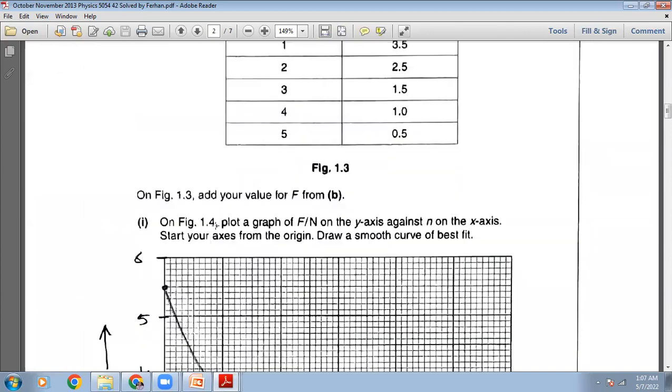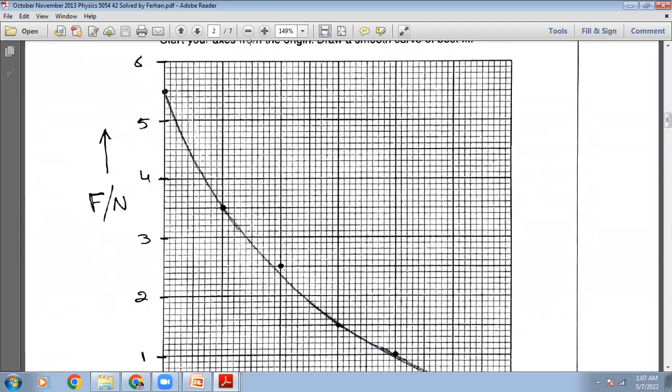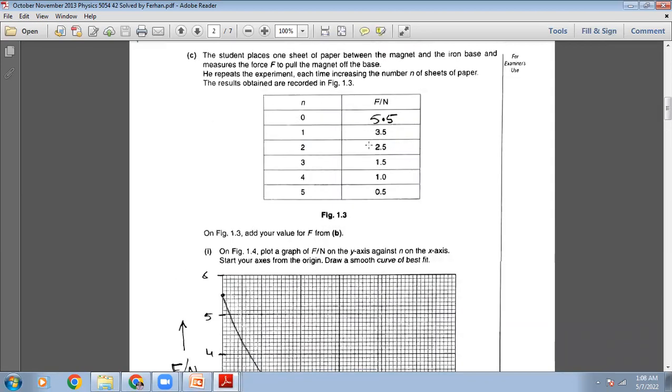Here write 5.5 Newton, and this is the x-axis: 0 paper, 1 paper, 2, 3, 4, 5 papers. This is the force which is required to pull the magnet off the iron base. And here you see what you have to do. First of all, you have to label the axes. This is the number of papers, n, and this is the force noted down on the Newton meter, the force required to separate the magnet from the iron base.